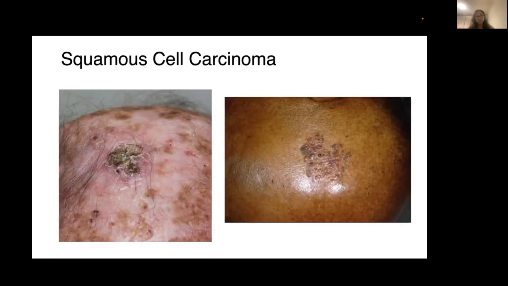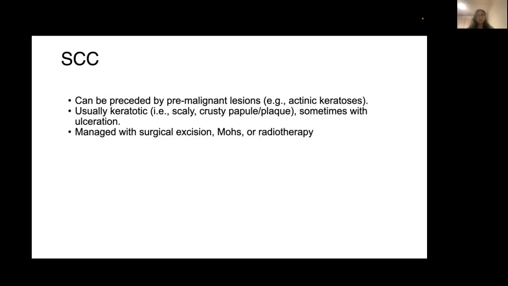So going back to the picture over here, on the left, for example, we can see that it looks quite scaly and crusty. So again, very similarly to a BCC, we can manage an SCC by surgically excising the lesion. We can use Mohs micrographic surgery, and if not appropriate for surgery, we can consider radiotherapy.